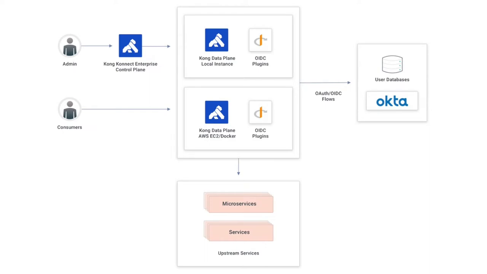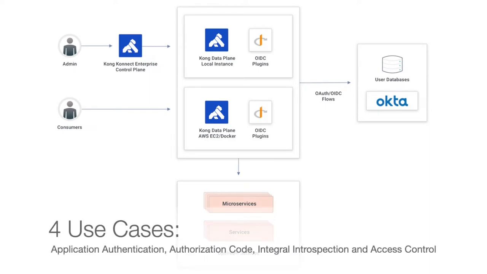I have chosen the following use cases for this series. The first one, client credentials for application authentication. Second one, authorization code for user authentication. Third one, introspection for token validation and access control based on Okta's groups and claims. Again, today I'm going to demo the client credentials flow typically used for application authentication.